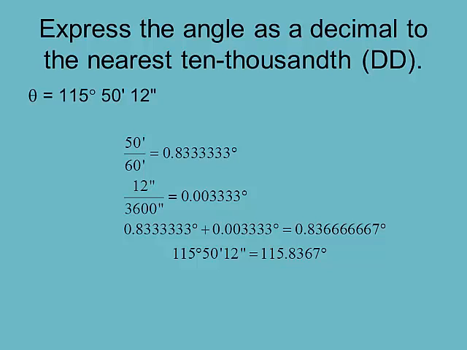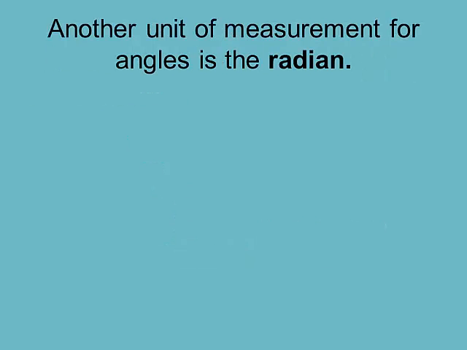12 divided by 3600 gets you 0.00333333. If I add those up, I end up rounding it off to 4 decimals. I don't know, we always round to 4 decimals. And we end up with 0.8367 degrees. Tack that onto the 115, and I get 115.8367 degrees.